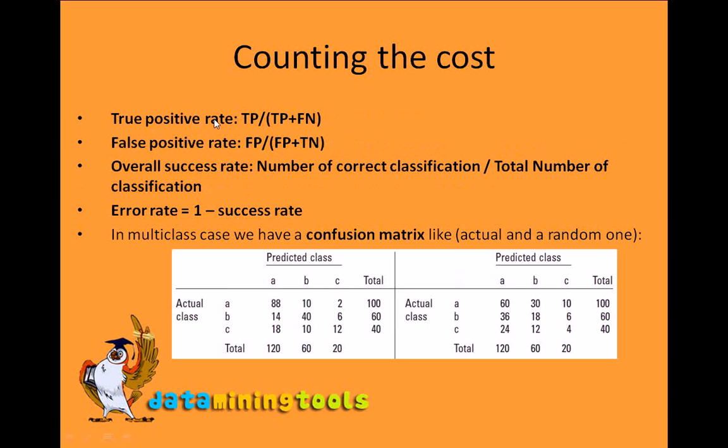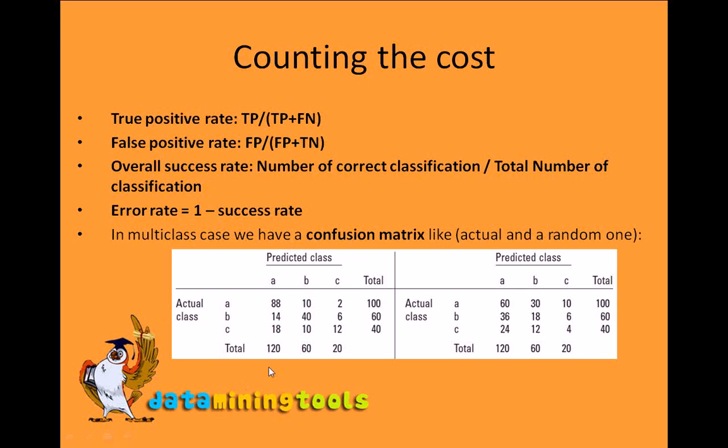Now true positive rate is defined as true positive upon true positive plus false negative, and similarly we have the false negative rate. Overall success rate is given by number of correct classification, that is TP plus TN upon total number of classification. Error rate is again given by 1 minus success rate if the success rate is given in a fraction. Otherwise we'll have it 100 minus success rate if the success rate is given in the form of a percentage.